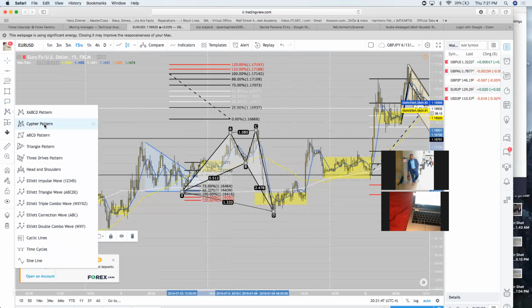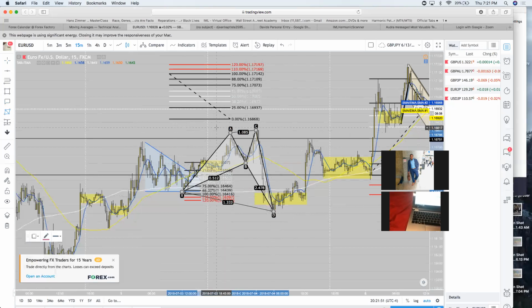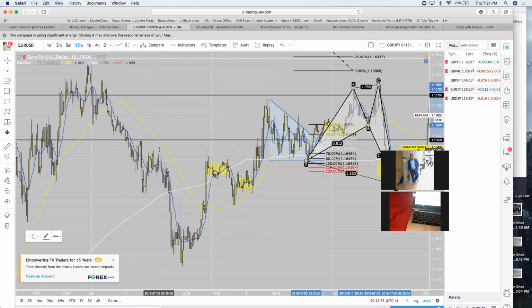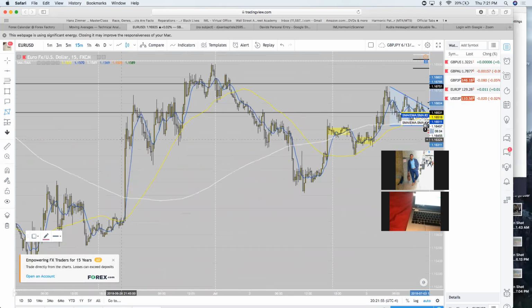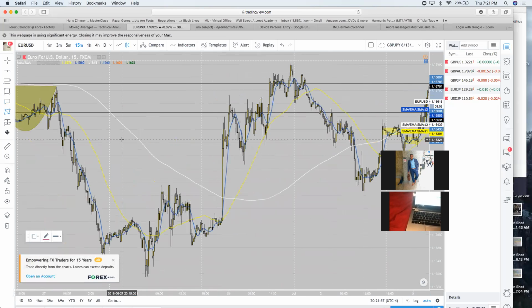All right, so we have the cipher pattern as well. I don't use the cipher pattern, but I'm very comfortable using the ABC pattern. The ABC pattern is pretty much the harmonic pattern without the X. All right, so the ABC pattern, this is how it works out.